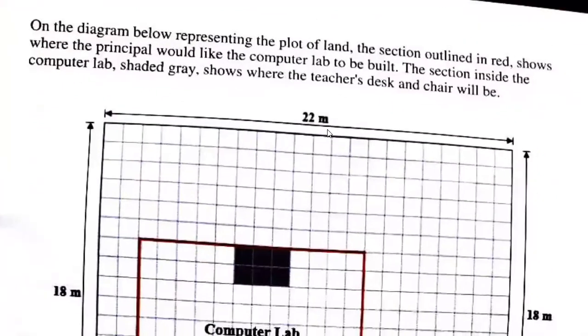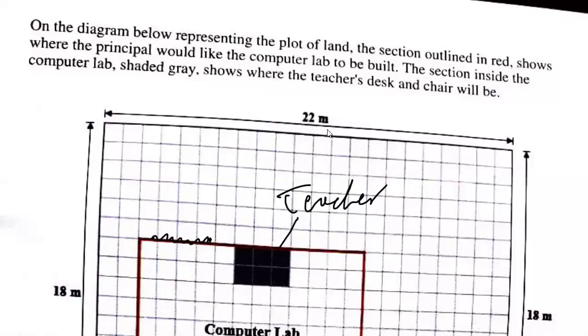On the diagram below, representing the plot of land, the section outlined in red, they show it right here in red. That's the red thing here, which shows where the principal would like the computer lab to be built. The section inside the computer lab, shaded gray, shows the teacher desk. So here we have the teacher's desk. The teacher desk will occupy this space. Let's put in teacher. All right, good.